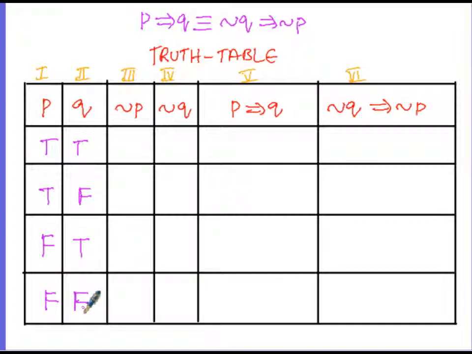The truth values of both P and Q may be true, and the truth values of both the statements may be false. If the first statement is true, the truth value of the second statement will be false. If the first statement's truth value is false, the second statement's truth value will be true. So these are the 4 possibilities.